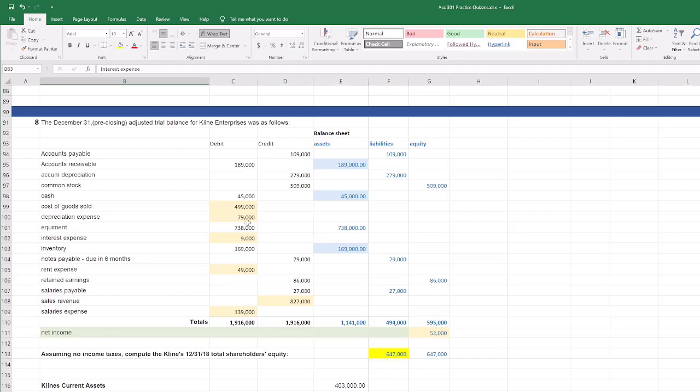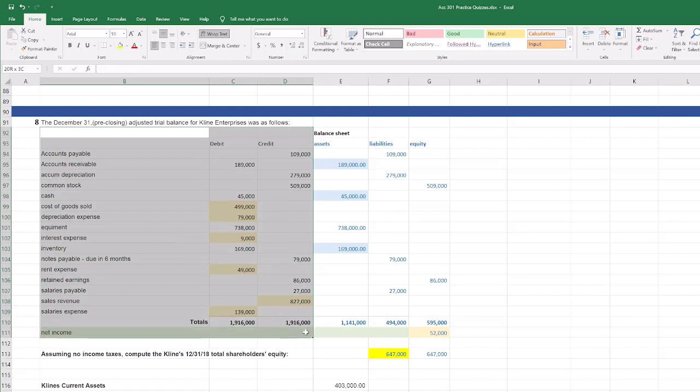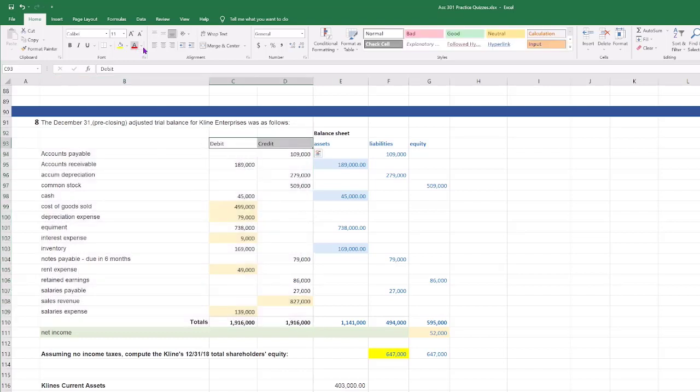Let's see. So basically what we started with, the problem gives you, here's the pre-closing trial balance for Klein Industries. Okay, so this is what we got. Don't just ignore all my highlights. Our debits and our credits equal $1,916,000, so they balance, that's always a good thing. The question is, assuming no income taxes, compute Klein's total shareholder equity.